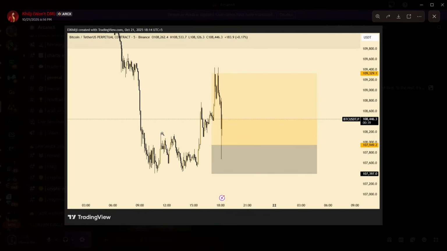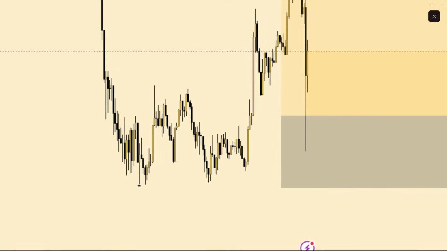Same thing, low raided, this one, not this one, it's unneeded. And this low was raided, and then we closed above. So the glitch was from this to this, and we got a solid one-to-one regardless.